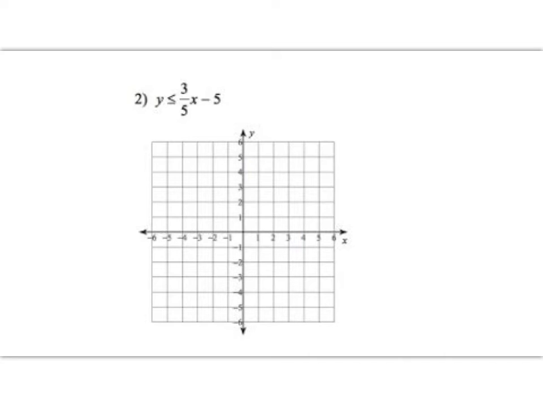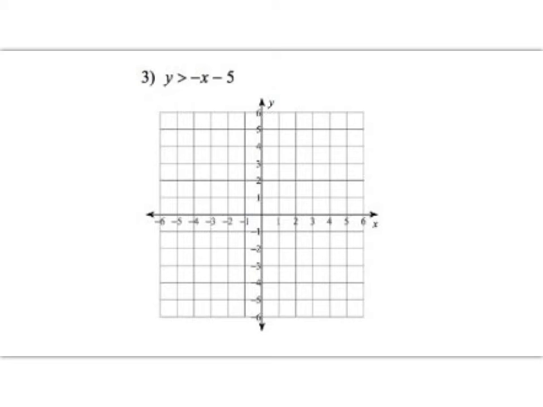On this problem, it says y is less than or equal to 3 over 5x minus 5. So first you want to graph the y-intercept, which is negative 5. Right there. Then you're going to go up 3 from that, so 1, 2, 3, then over 5. 1, 2, 3, 4, 5. And then you're going to graph a solid line since it's y is less than or equal to. And since it's less than, you're going to shade down. All the solutions where I shaded, those are solutions to the graph.